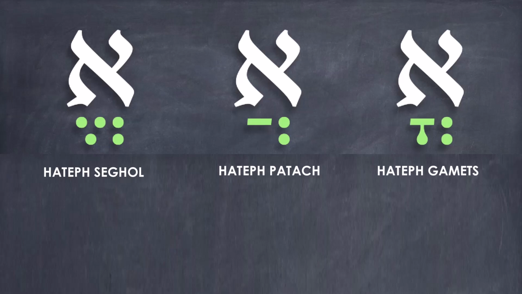Remember, this is called Hatef Kametz. It belongs to the O class vowels. So when you're pronouncing it, you pronounce it as O, the shorter O sound. These are our 3 compound vowels that we have.